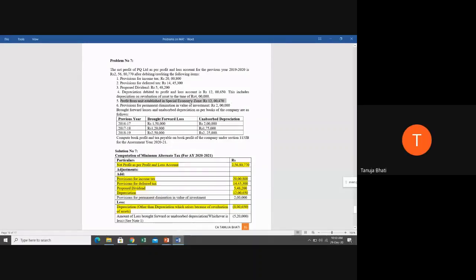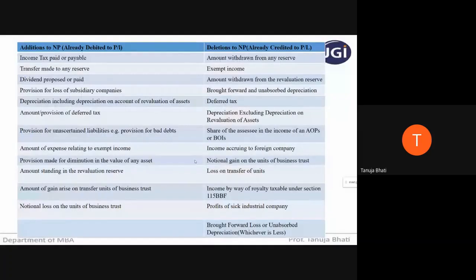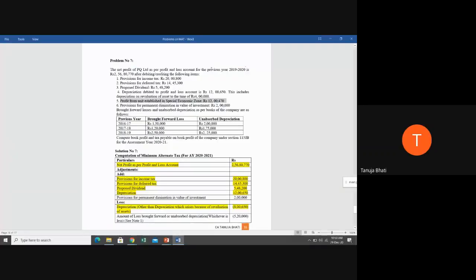Next, profit from unit established in SEZ. What we have to do with this? SEZ, should we add it, delete it, or ignore it? Anywhere they have given you SEZ here? Can you see anywhere in the deletions or additions? SEZ? No, ma'am, ignore it. Okay, very good.